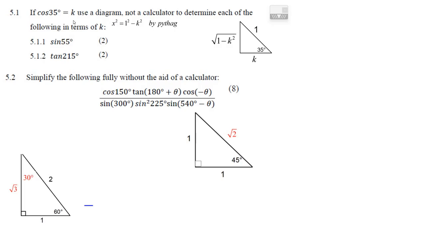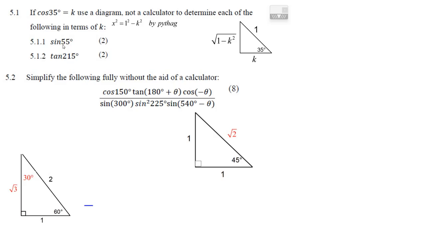So if this is k over 1, the adjacent side is k, the hypotenuse is 1, and by Pythagoras, the hypotenuse squared minus the other side squared, if I take the square root of that, I'll get the other side, the square root of 1 minus k squared. You see, x squared, this side squared equals 1 squared minus k squared. So square root it, I get that side. Now I can answer all the questions.